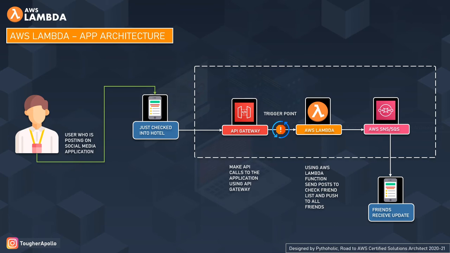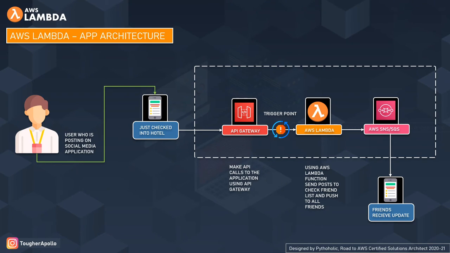So you write the application and you create a trigger point using API Gateway, and that actually triggers your AWS Lambda functions, and whatever output or social media message you have gets published using AWS SNS, which propagates across your friends list in the social media app.